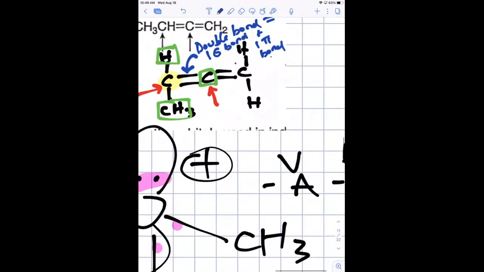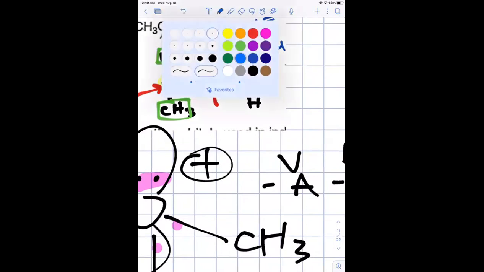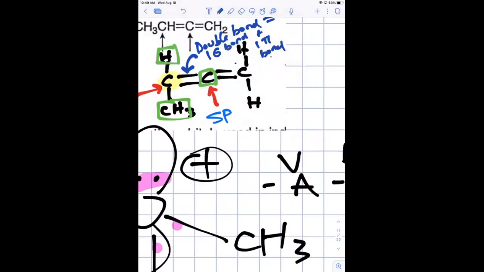But look at the middle carbon. What do you think? sp3, sp2, sp, and whatever your answer is, explain it to me. I think it'll be sp. sp, you're exactly right. Who was that? Why do you say it's sp? Because it has 2 groups. 2 groups, very good.